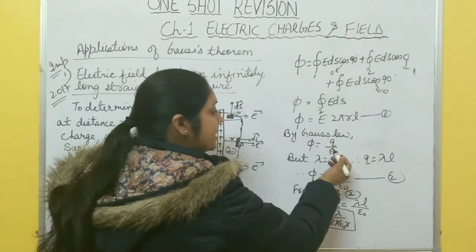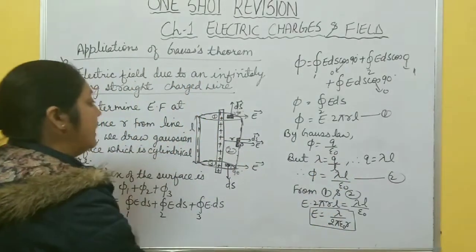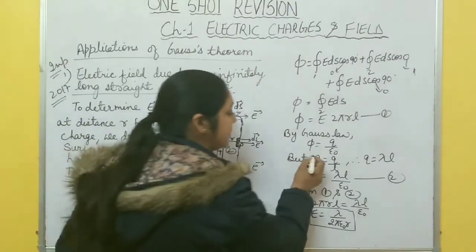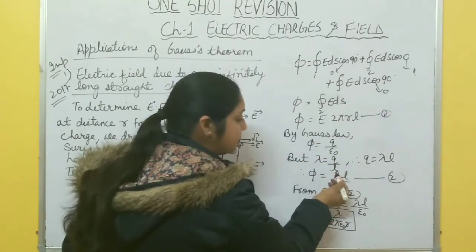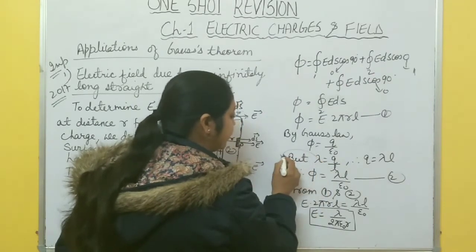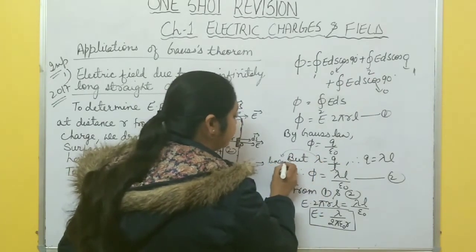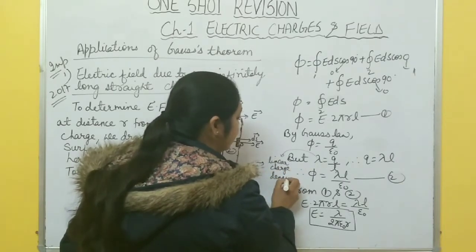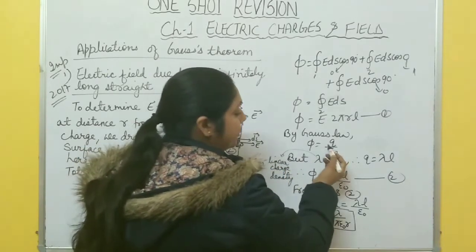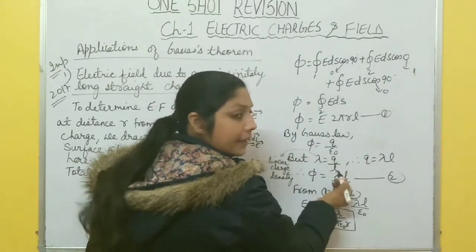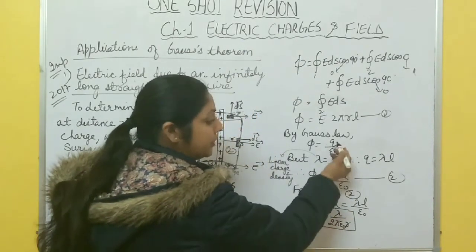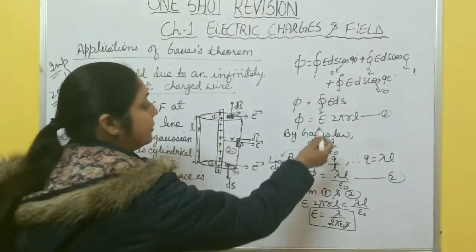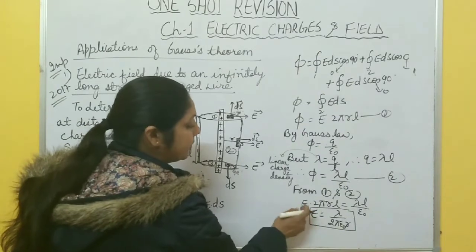By Gauss law, flux is what? Q by epsilon naught. As there is a linear charge distribution, here we use linear charge density lambda, which is equal to charge per unit length. Lambda is the linear charge density, okay? So from this, Q equals lambda into L, then phi equals Q by epsilon naught, which means lambda L by epsilon naught. This is equation number 2.